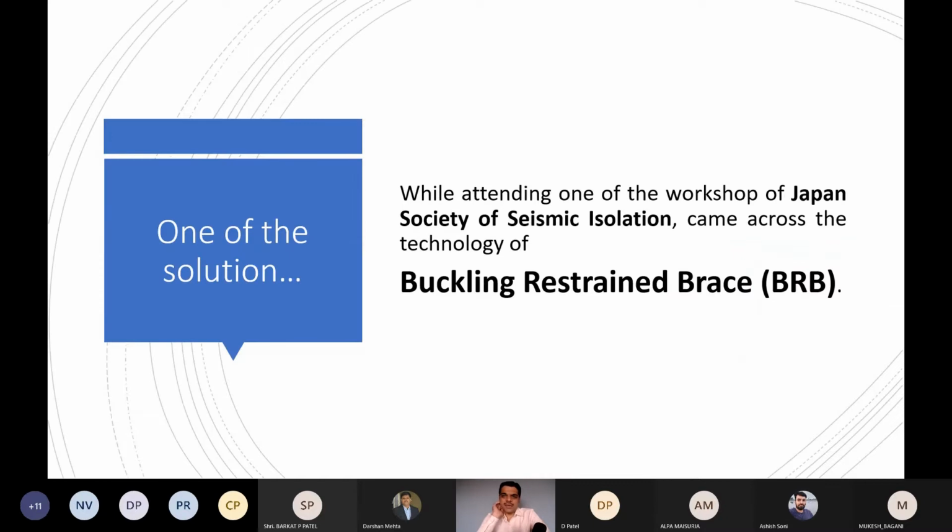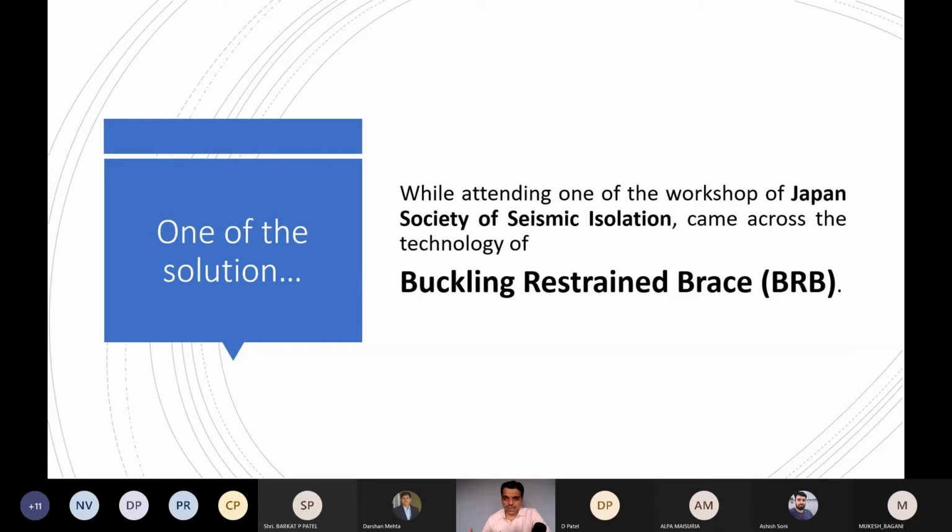Now, fortunately, while attending one of the workshops from the Japan Society of Seismic Isolation, I came across this concept of buckling restraint brace. When we say buckling restraint brace, the concept is very simple: we want to get the similar capacity of the conventional brace in axial tension and compression. That means whatever capacity it has in axial tension, it should exhibit a similar capacity in compression also. So this is the concept.